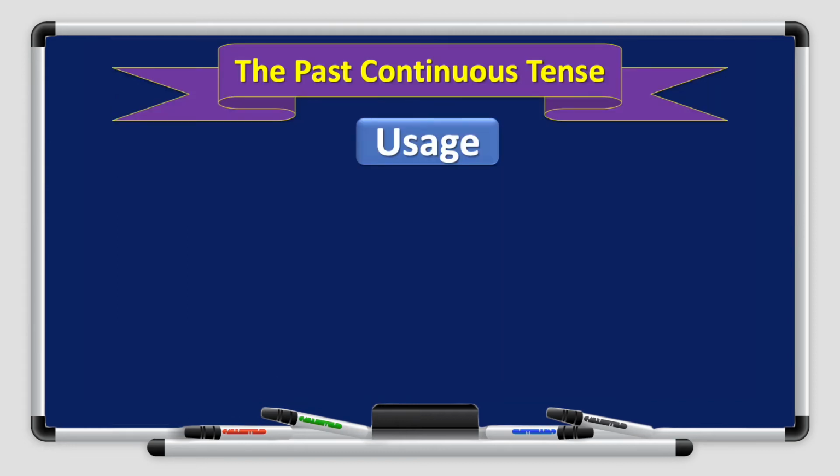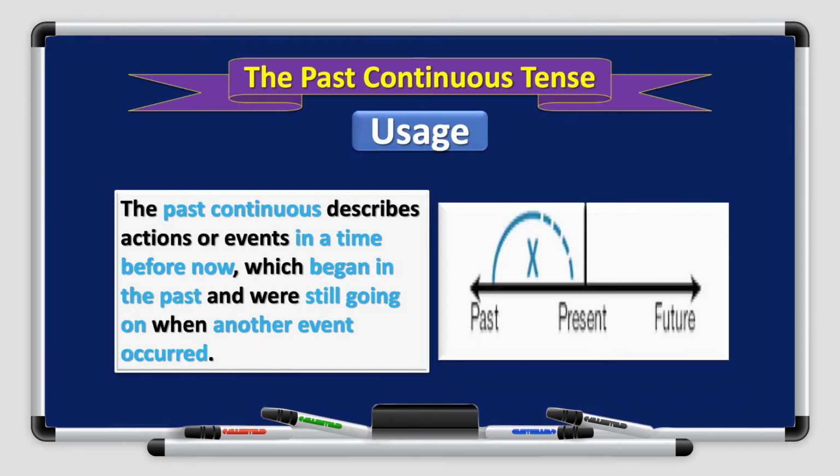Now, when do we use the past continuous tense? Well, you use the past continuous tense to describe an action or event in a time before now. So it's an action in the past, which began in the past and was still going on when another event occurred. So, in simpler words, in the past, there was a longer action that you were doing that was stopped or cut by a shorter action. For example, I was watching the TV when my mother called me.